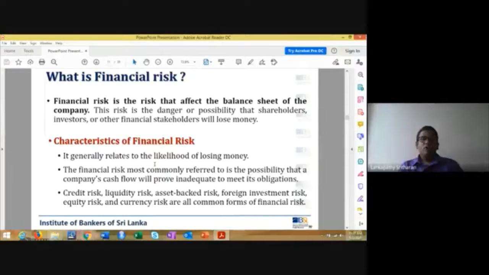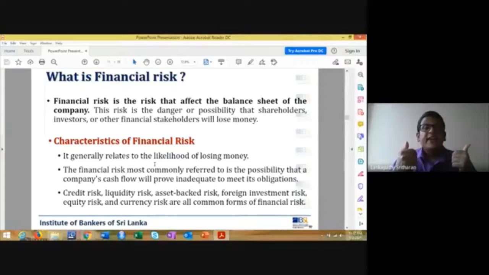Okay, the risk is the danger or possibility that shareholders, investors, and other finance stakeholders will lose money. For example, with loans and advances, if they have more bad loans, then they have to make more provisions, and that may hit the profitability on the balance sheet, and finally the shareholder and investor may lose money. So that's what we are calling financial risk.